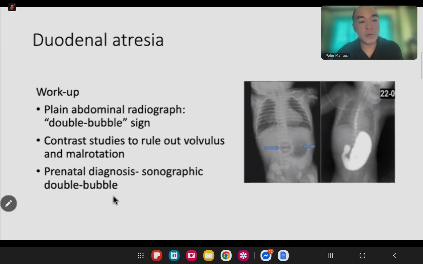Next is also prenatal diagnosis, no? Actually, the double bubble sign can also be seen with prenatal ultrasound. And it's important also. That's why prenatal ultrasound is important, so that the parents, or the mother, can be advised on what to expect when the child is born, and they can plan ahead for the things that should be done.